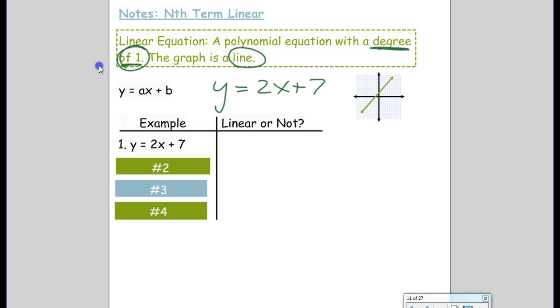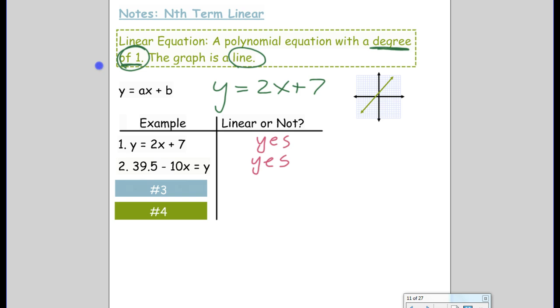Okay, next one. 39.5 minus 10x equals y. Does it also have a degree of 1? Is it okay that I have decimals in there? Sure. Write it under your examples. Linear. Yes. Don't let the decimal scare you. It's still linear even if the y-intercept is a decimal. So 39.5 minus 10x equals y.